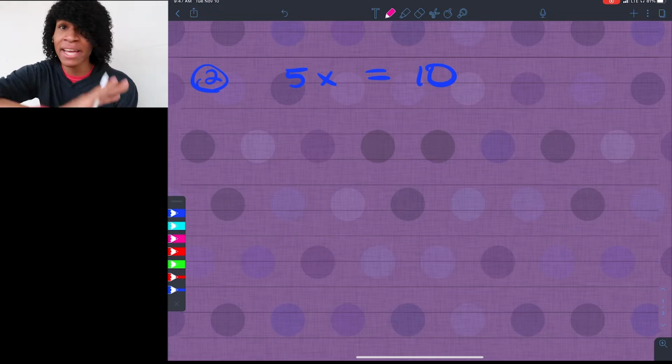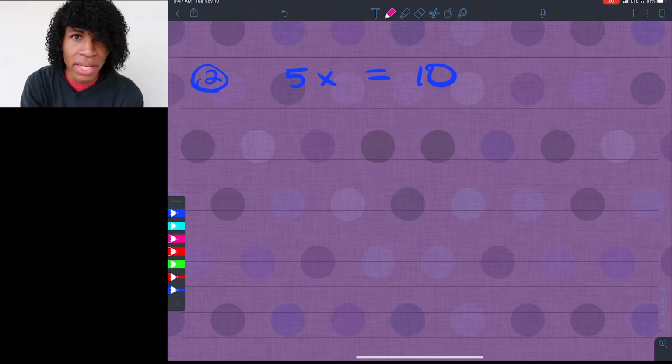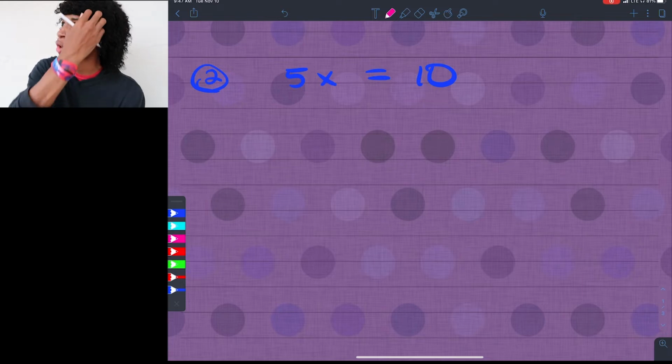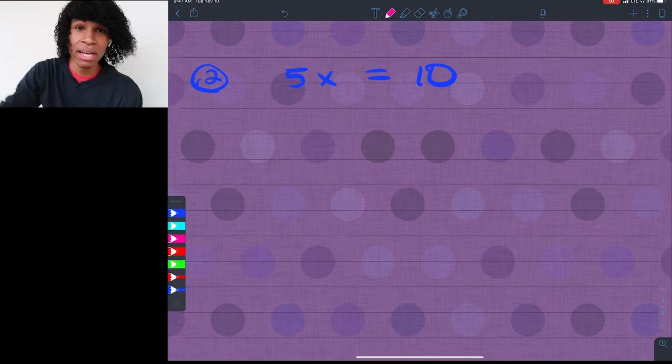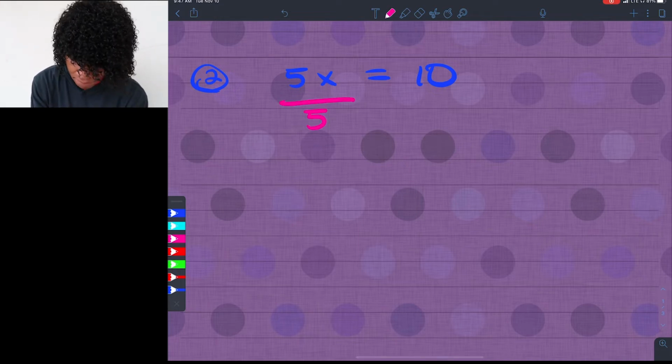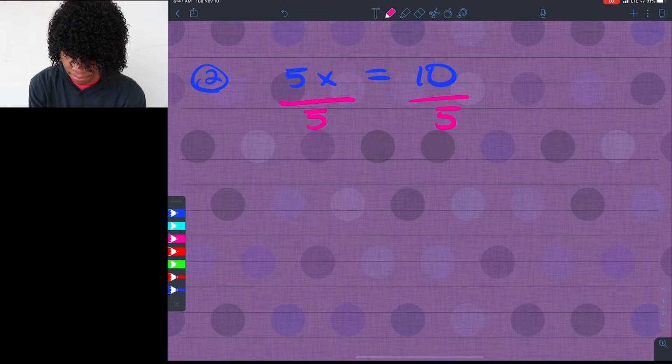And it's all about getting x alone. We don't want a 5 on the x. We don't want a 10 on the x. We don't want anything on the x, except for 1. 1's okay. Anything else, we don't want it, okay? So let's divide the left side by 5. And we're gonna divide the right side by 5, okay?